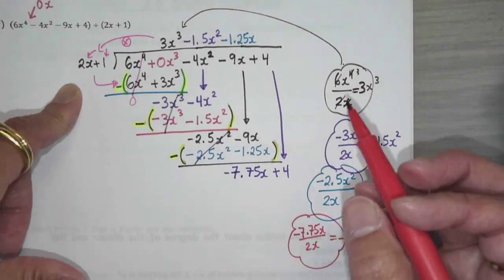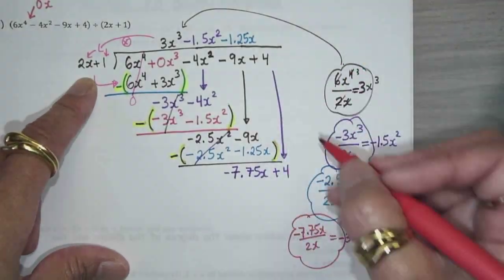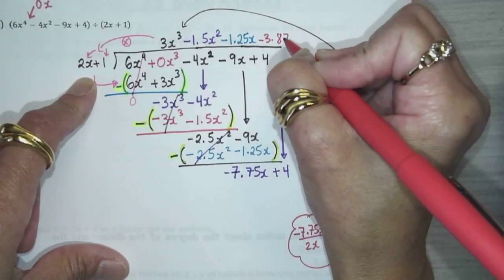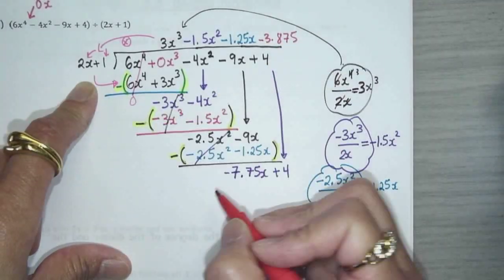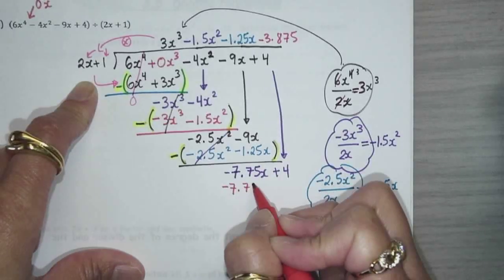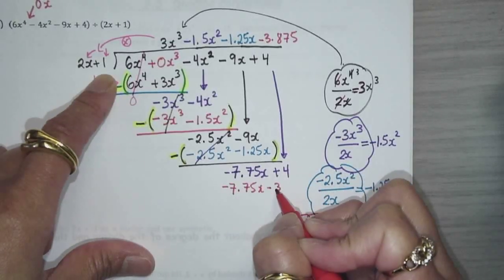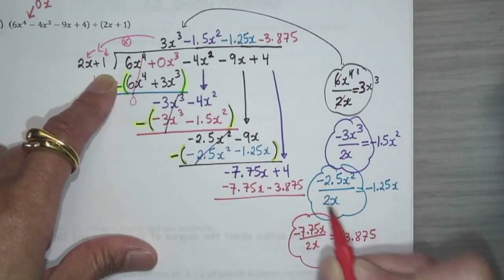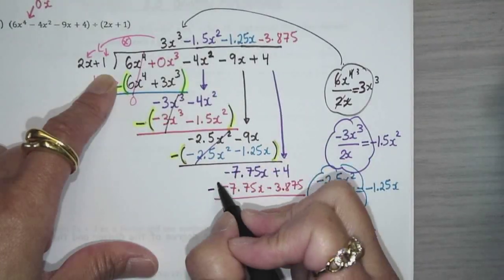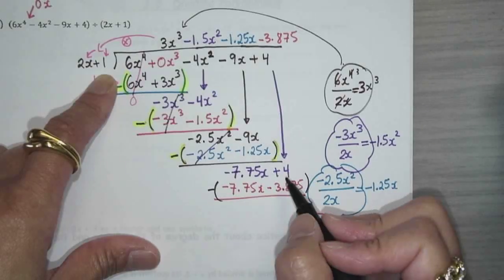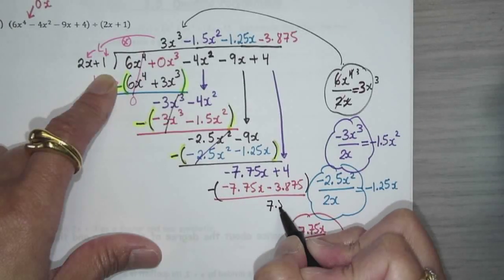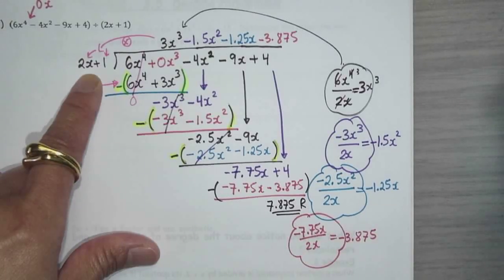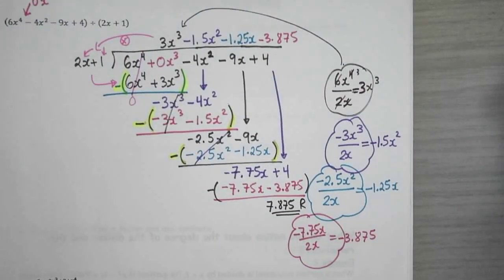Okay, so drag that over here. We're going to do negative 3.875, and that's negative 7.75x minus 3.875. And again, just showing you it works with any numbers, right? So this will be 7.875, and that's your remainder. As soon as its degree is less than the x, then that's good.